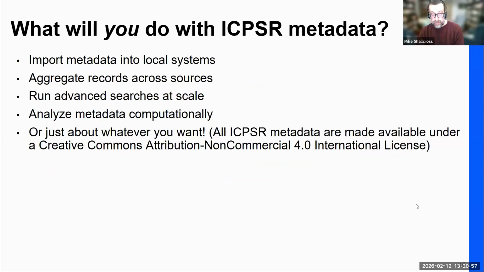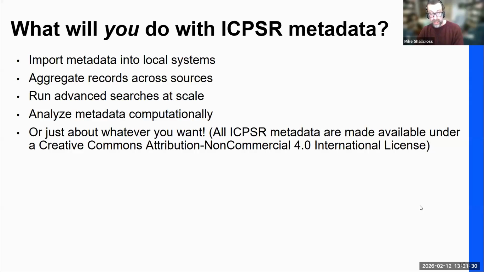Now that we've covered what the API can do, let's look at some practical ways that you might use it in your workflows. You can import records directly into local systems, such as library catalogs, institutional repositories, or discovery platforms. You can also aggregate metadata across sources, combining records from multiple repositories to support federated discovery or broader analyses. For more advanced users, the API lets you run searches at scale, performing complex filtering, faceting, or queries that go beyond what our web interface can provide.